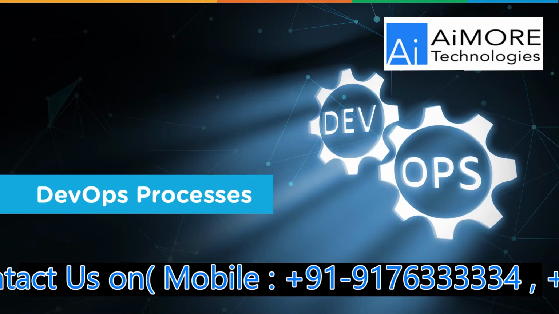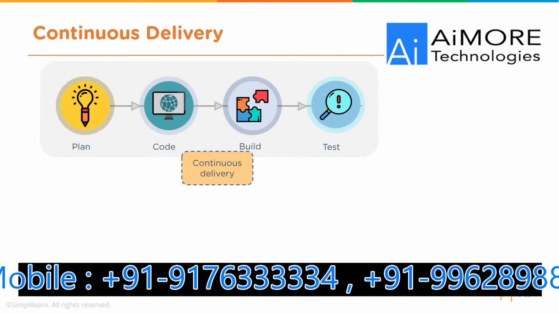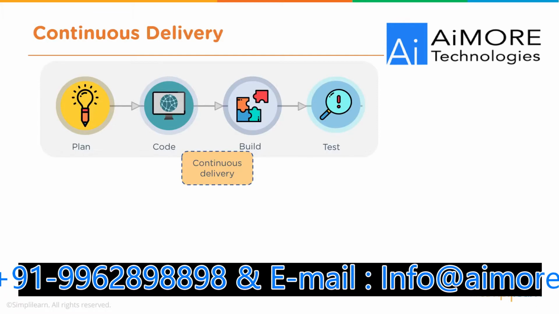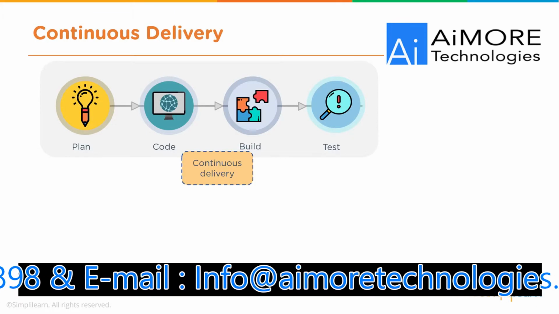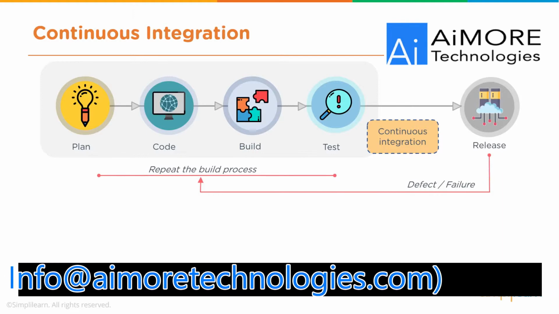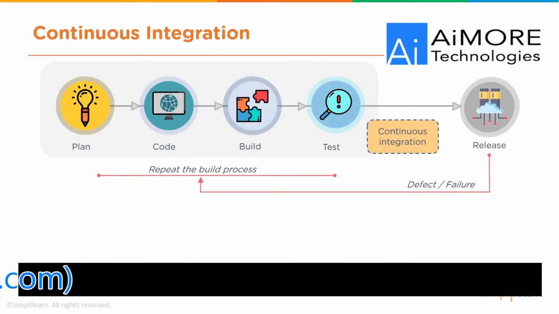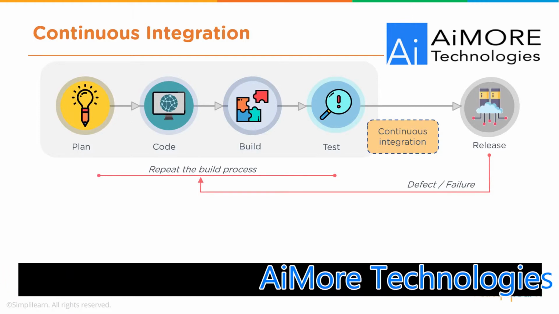So let's step through this DevOps process. We have our continuous delivery, which is our plan, code, build, and test environment. So what happens if you want to make a release? Well, the first thing you want to do is send out your files to the build environment, and you want to be able to test the code that you've created.